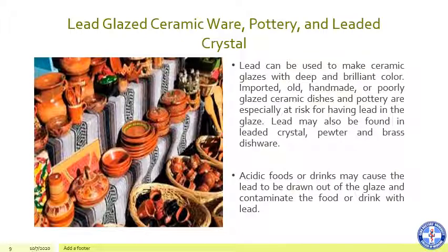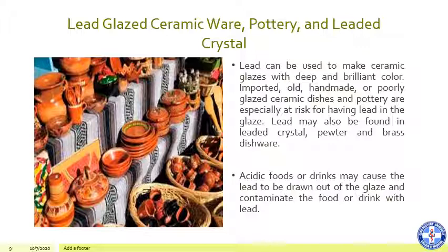Lead-glazed ceramic ware, pottery, and leaded crystal. Are you familiar with these things in your house, or can you see them in your house? Lead can be used to make ceramic glazes with deep and brilliant color. Imported, old, handmade, or poorly glazed ceramic dishes and pottery are especially at risk of having lead in the glaze. Lead may also be found in leaded crystal, pewter, and brass dishware.